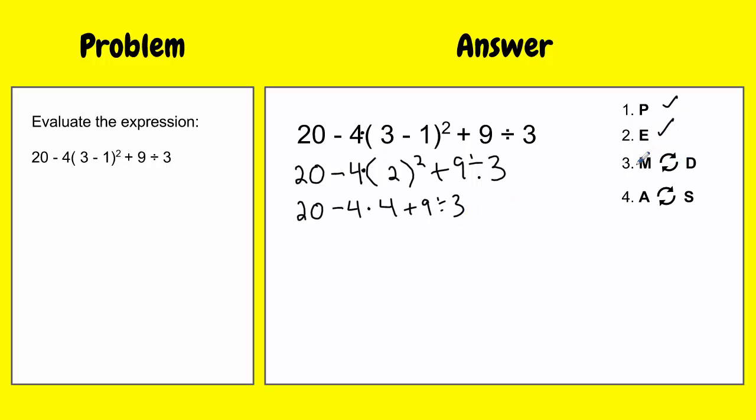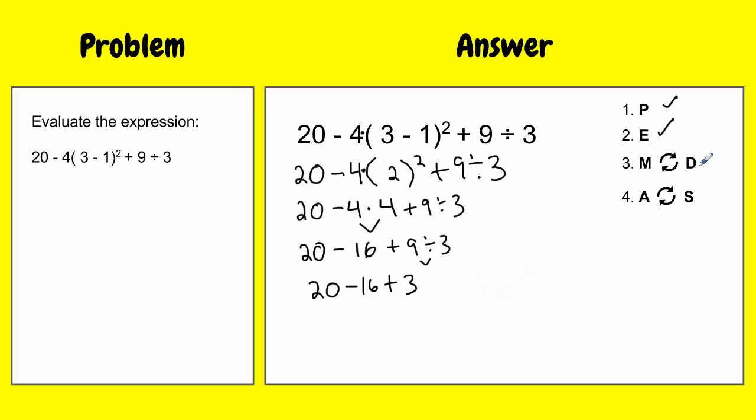I put a check. Step 3 is to evaluate the operations multiplication or division. So whichever one appears first. So as I scan my problem from left to right, I pay attention to the operations. Here I have subtraction. Here I have multiplication. So therefore, I'm going to do that first. So 20 minus 16, and then bring down the rest, plus 9 divided by 3. And then again, from left to right, I'm going to scan for multiplication or division. Here I have subtraction, addition, division. So that's the next step. So I get 20 minus 16 plus 3.